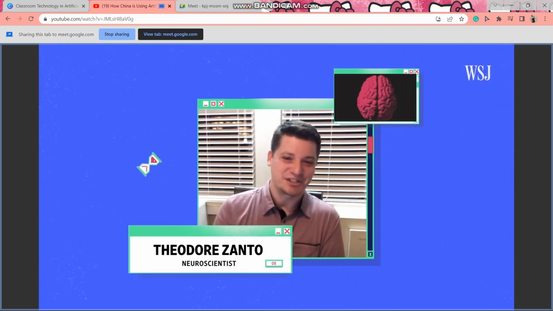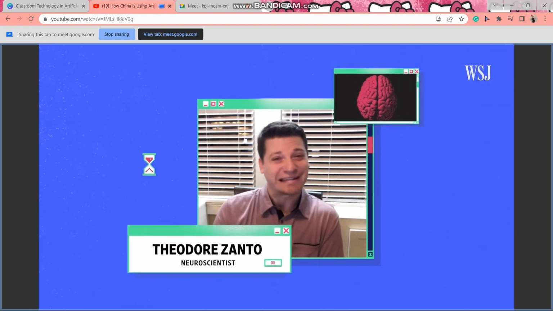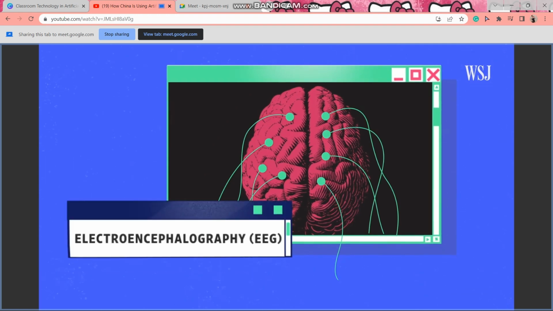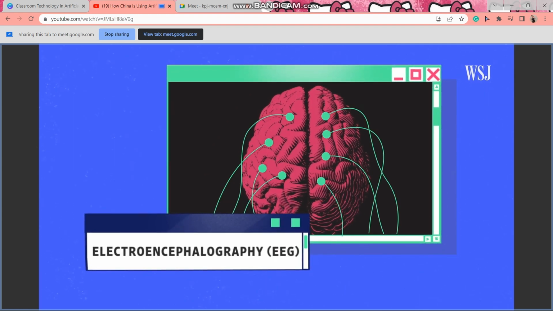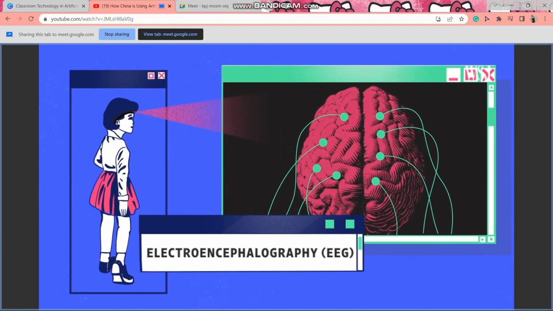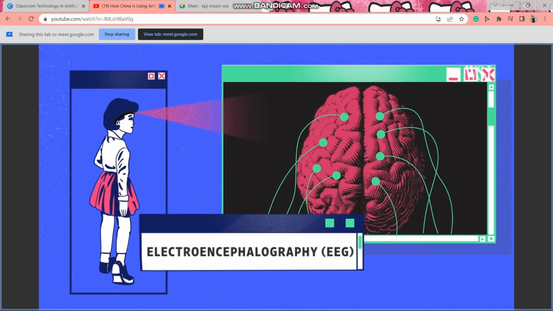This is a new technology with still fairly little research behind it. Theodore Zanto is a neuroscientist at the University of California, San Francisco. He was surprised to learn that this tech, called electroencephalography, also known as EEG, is being used in the classroom on children. It's usually used by doctors in hospitals and labs.